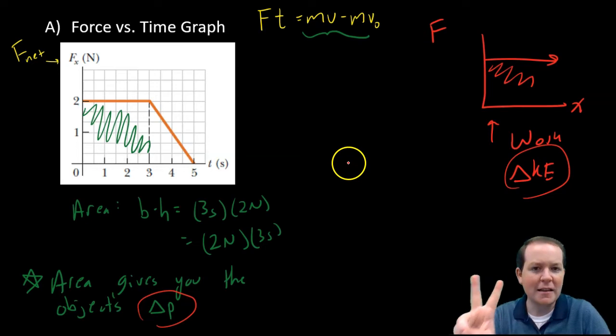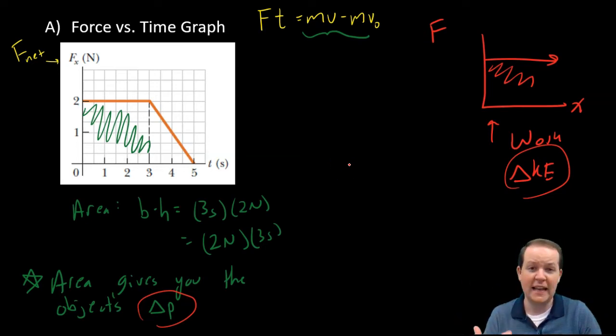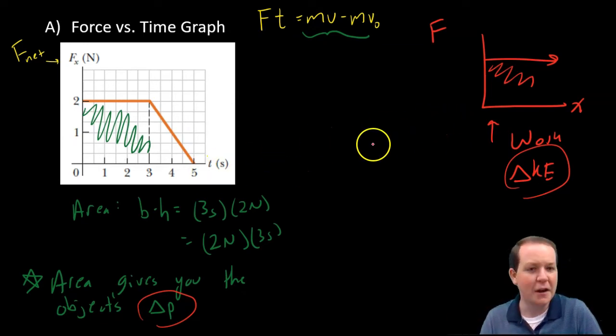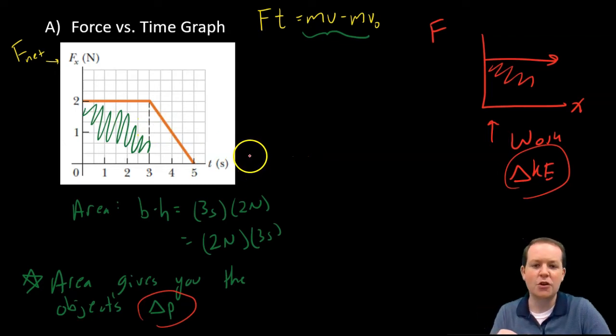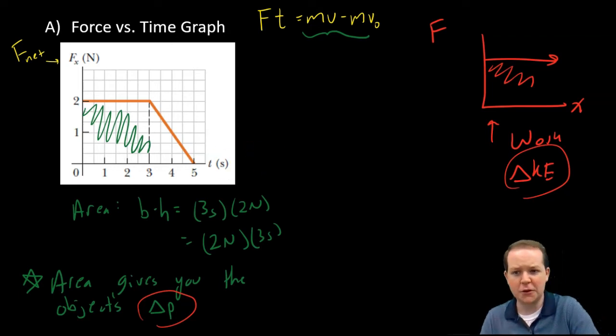Two very valuable graphs and graphs that College Board loves. And therefore, if you're taking an AP Physics 1 class, like if you're in my own class, these graphs are very important. So force versus time graph, the area under the curve gives you the object's change in momentum. Okay? That's the first part.